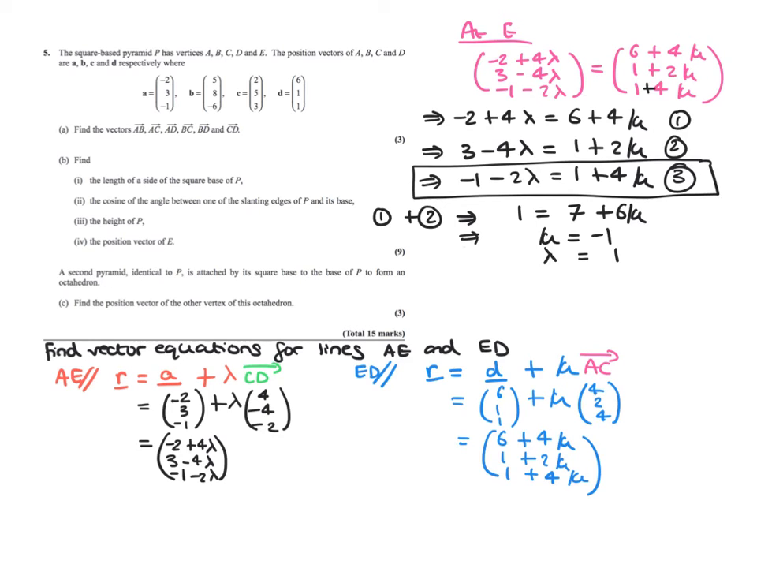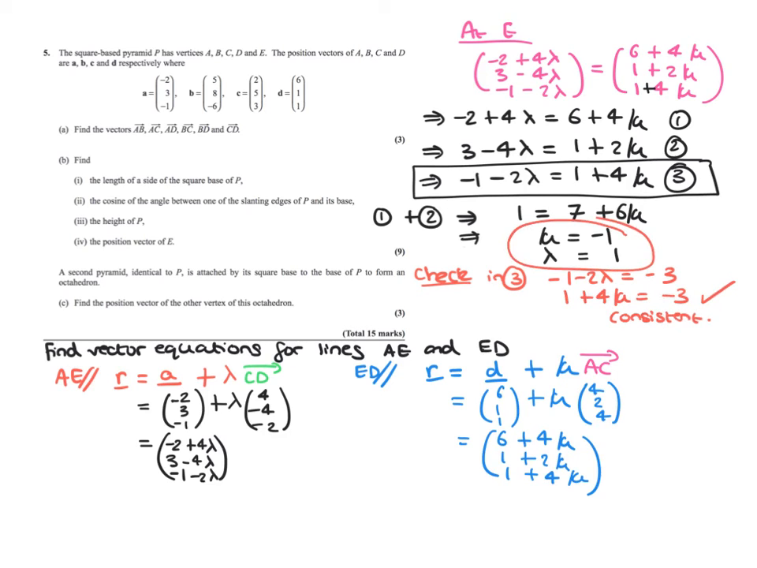Now, whenever we have this situation where we have 3 sets of equations and 2 unknowns, because we only used equations 1 and 2, we need to check that the answers are still consistent with equation 3. So we're going to check in equation 3. So the left-hand side wants us to work out -1 minus 2 lambda, which is -3, and the right-hand side is 1 plus 4 mu, which is also -3. So the equations are consistent.